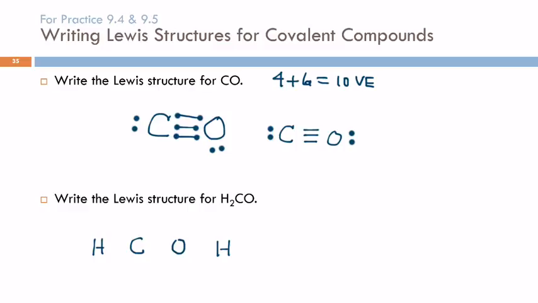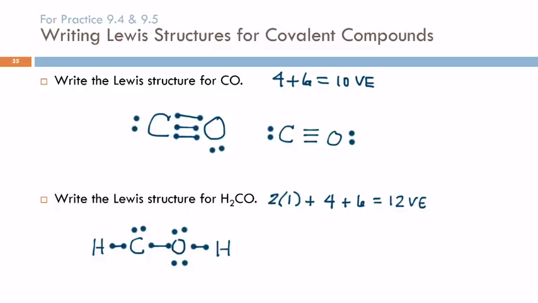How many valence electrons? Well, we've got 2 hydrogens, and they each have how many valence electrons? 1. And the carbon has how many? 4. And the oxygen has 6. So this time we have 12 dots to mess around with. So let's make some bonds. So there's 2, 4, 6 electrons. I've got 6 more. 2, 4, 6, 8, 10, 12.